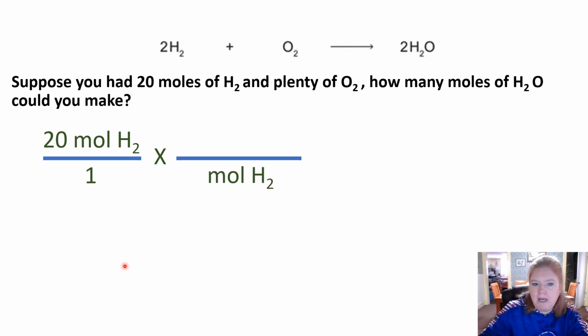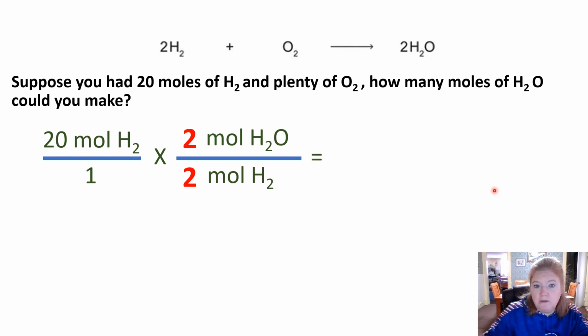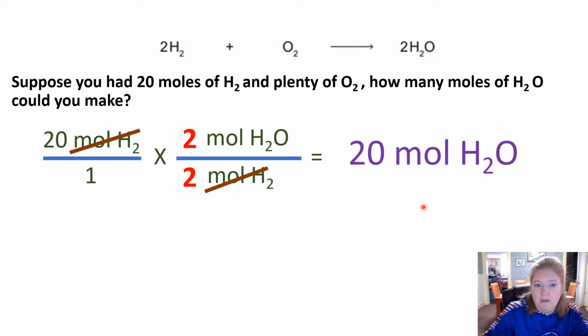So I know I have to get rid of moles of H2 and I want moles of H2O. Now, how do I get this mole ratio? Go back to the balanced equation and write the coefficients. That allows me to cancel that out. And this is 20 times 2, which is 40, and then divided by 2, which is 20. So there we go.